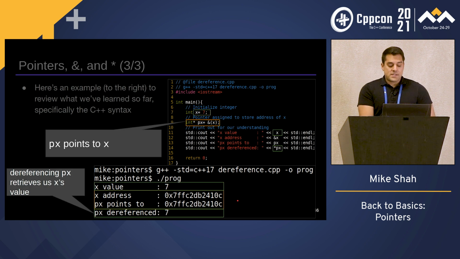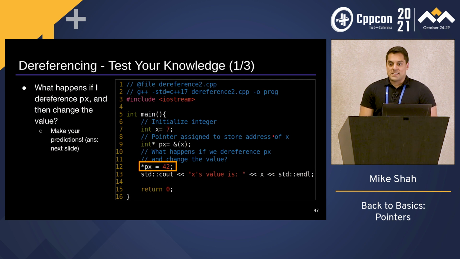OK, so dereferencing, again, p of x should retrieve us x's value. So we can look in this toy example what's stored in x and retrieve that value. All right, so a little test for my folks in the audience here, if you can see the code, is to think about what happens here. So if we have an integer, int x equals 7, p of x is pointing to the address of x, and then if I dereference p of x and assign it to 42, what's the value going to be?